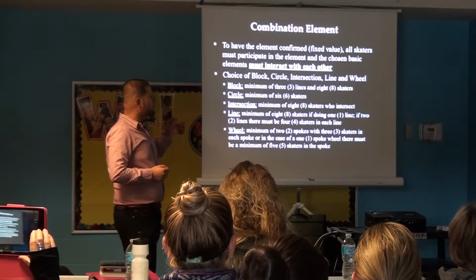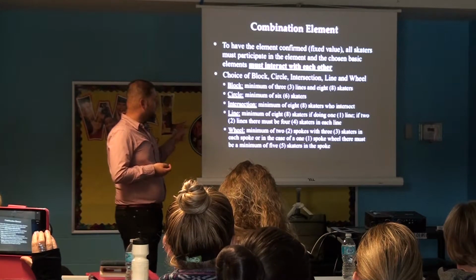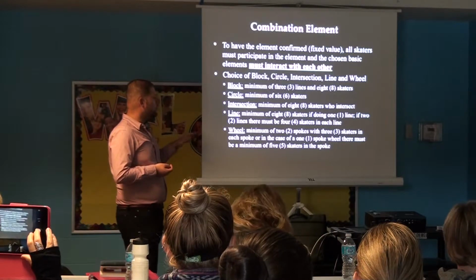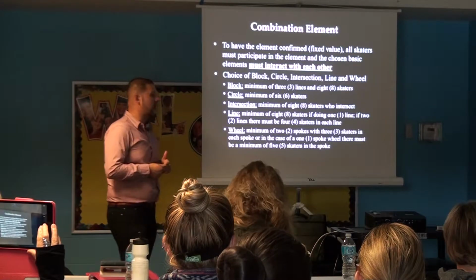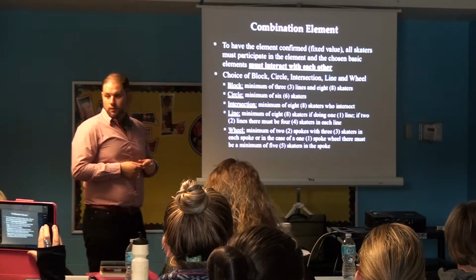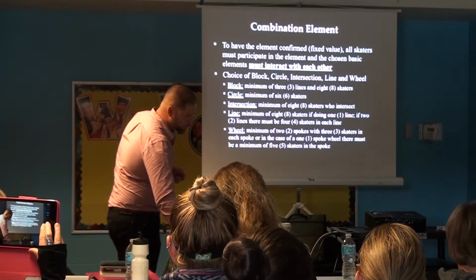The line has to have a minimum of 8 skaters in one line, or 2 lines of 4 skaters in each. And the wheel, if you're doing 2 spokes, you have to have 3 skaters in each spoke. And if you're doing a single pinwheel, it has to have 5 skaters in total. So one spoke, the one rotating. It has to have 5.